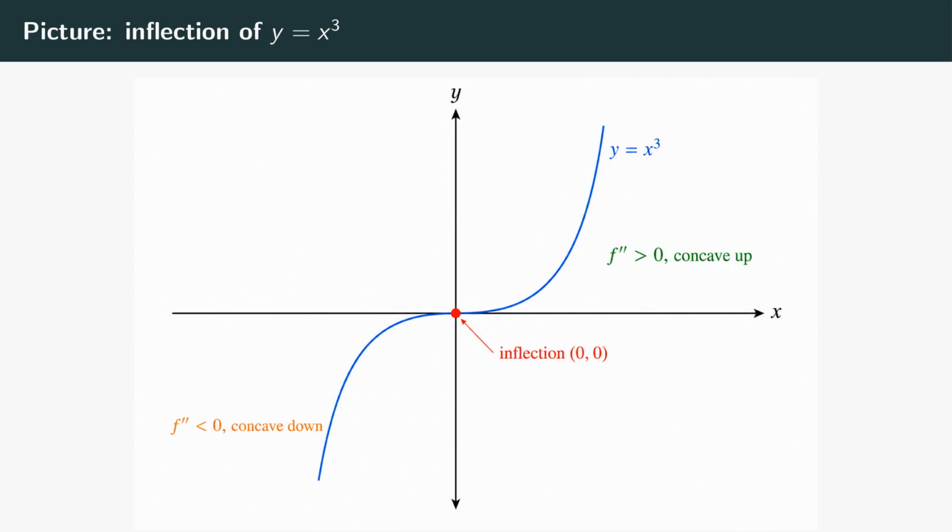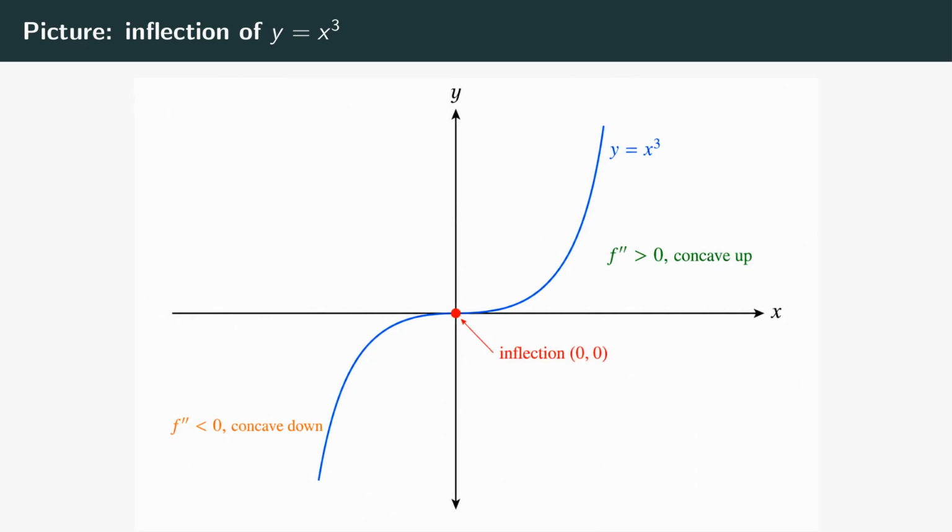Picture the classic cubic, y equals x cubed. To the left of 0, the curve is concave down, it frowns. To the right of 0, the curve is concave up, it smiles. At the origin, marked with a red dot, the concavity flips. That's an inflection point. We can confirm it algebraically, f double prime of x equals 6x.